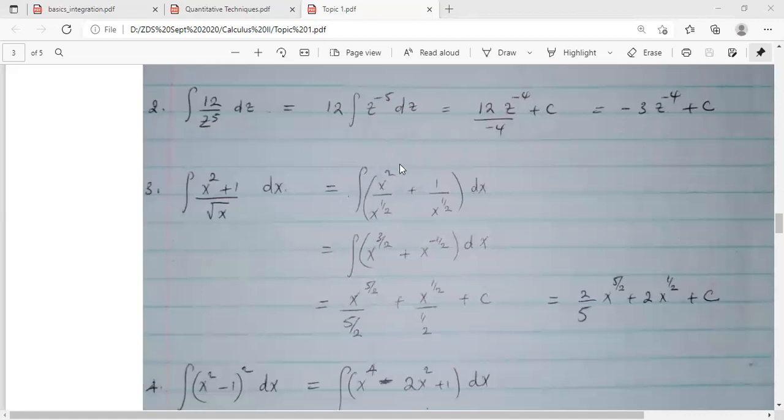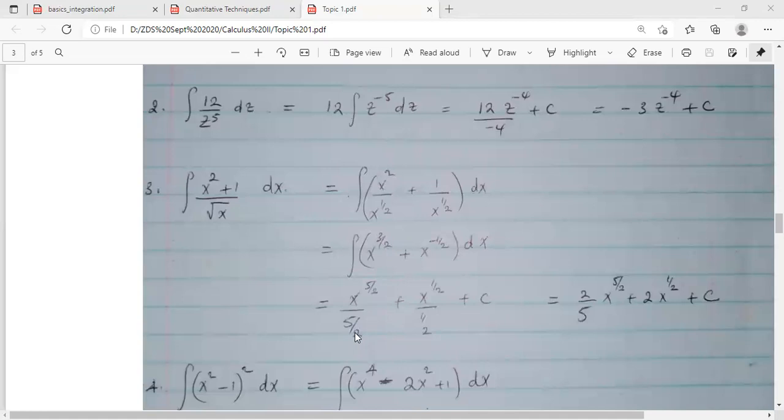So if I write it as a reciprocal, it will be x raised to -1/2. 2 minus 1/2, I'm going to be left with 1.5, isn't it? 1.5 is same as 3/2. Plus now I take this one, the reciprocal will be x raised to -1/2. Then from there, I now integrate. I add 1. If I add 1, it will be 5/2.